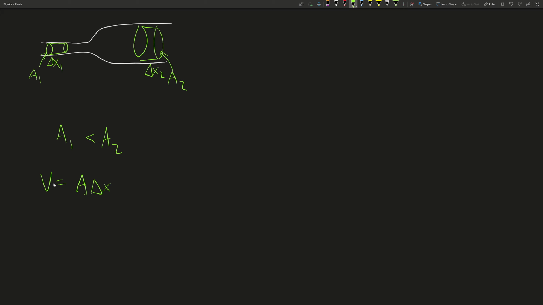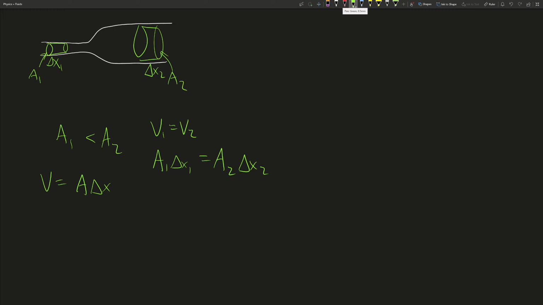Now, since volume is conserved, we know that volume 1 has to equal volume 2, since the fluid is incompressible, as in any volume we put into this side has to come out this side in the exact same amount. We know that area 1 times change in x1, or the distance 1, is equal to area 2 times change in x2. And this is the continuity equation. Well, this is a continuity equation.